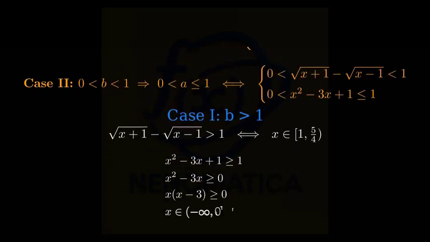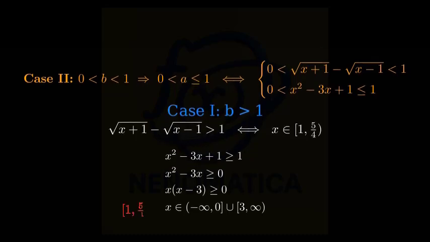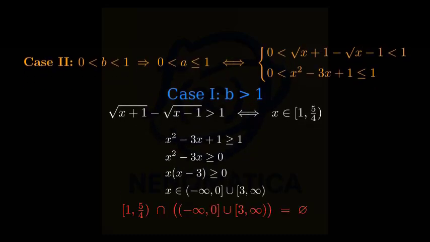Next, solve the argument inequality x squared minus 3x plus 1 greater than or equal to 1. That simplifies to x squared minus 3x greater than or equal to 0, which factors into x times x minus 3 greater than or equal to 0. This holds for x less than or equal to 0 or x greater than or equal to 3. Intersecting with the interval 1 to 5/4 yields the empty set. So case 1 contributes no solutions.